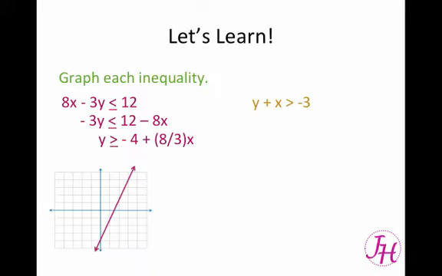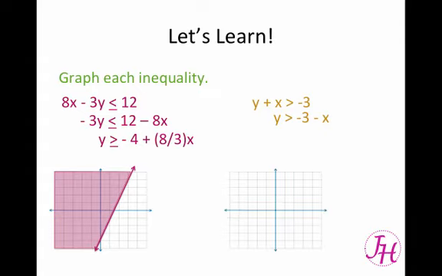So we have a solid line, and then because it says y is greater than, we're going to shade above the line, where the y values are greater than the points on the line and on the other side of the line. So now let's look at the other inequality. We want to get y by itself, so we're going to subtract x from both sides. Now we have it in slope-intercept form. So we can use negative 3 as our y-intercept and negative 1 as our slope.